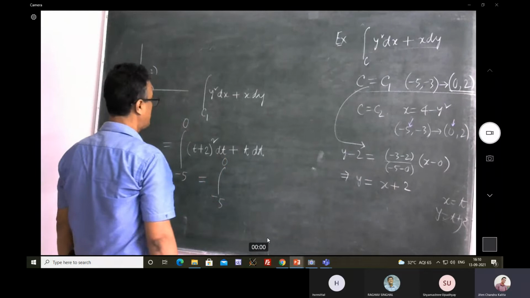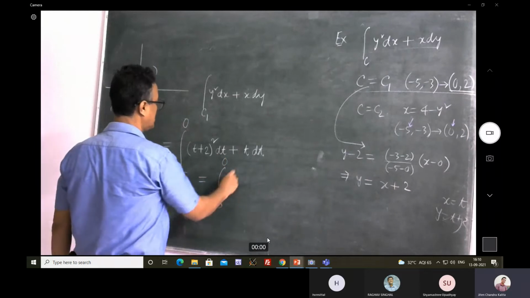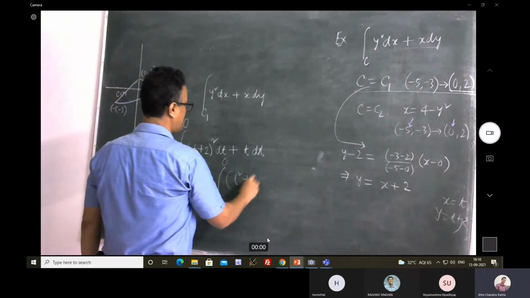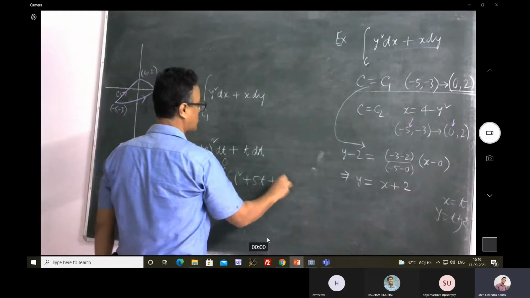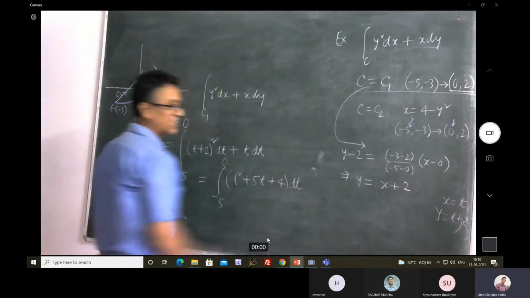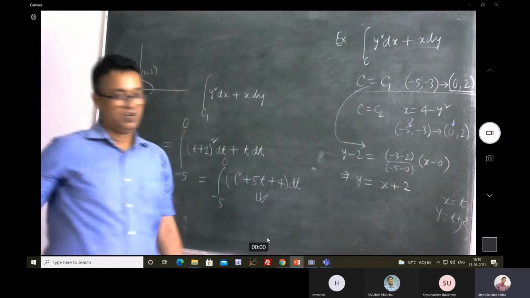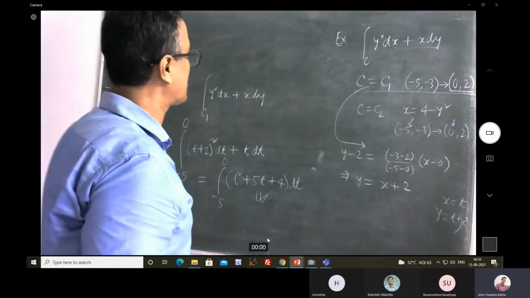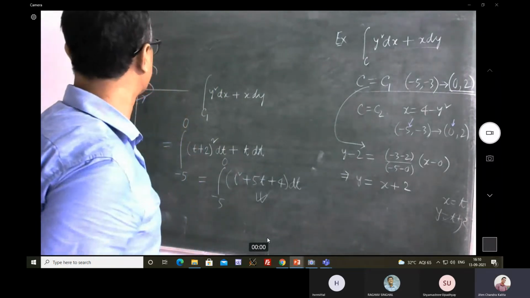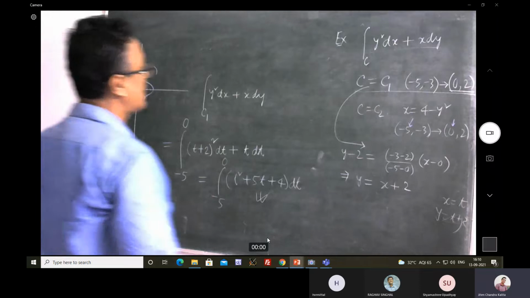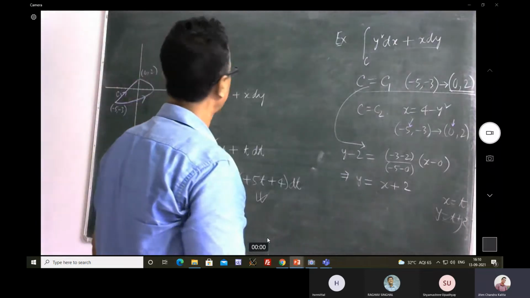So t squared plus 4t, then t squared plus 5t plus 4. Simply integrate it. That's it. You can easily do it. It's very straightforward. So now let us come to C equal to C2.